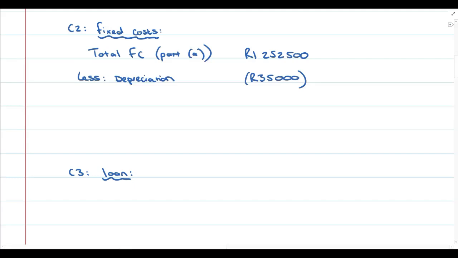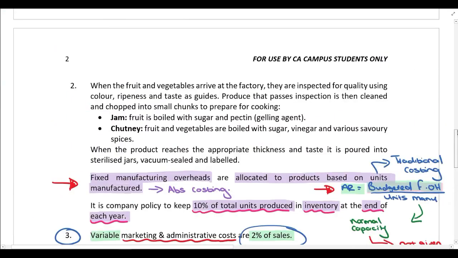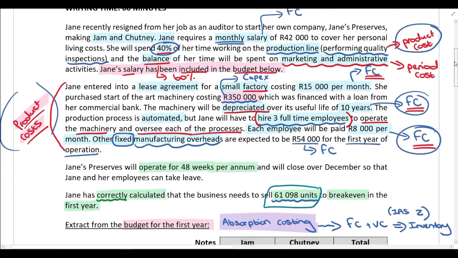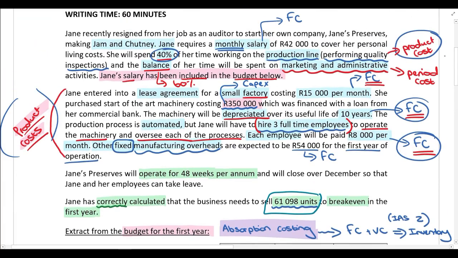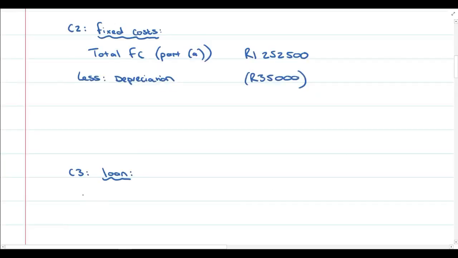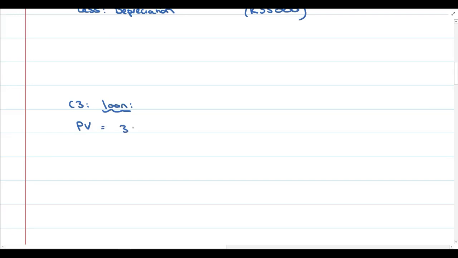Okay. What was the original loan amount that was on the first page? Okay, because she's going to purchase state-of-the-art machinery costing 350,000 Rand, which was financed with a loan from her commercial bank. So the loan amount is 350,000 Rand. So the present value is 350,000 Rand.